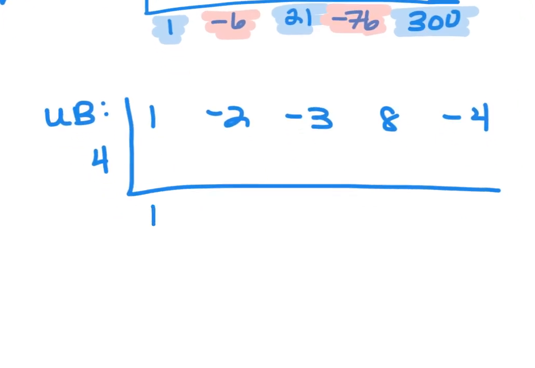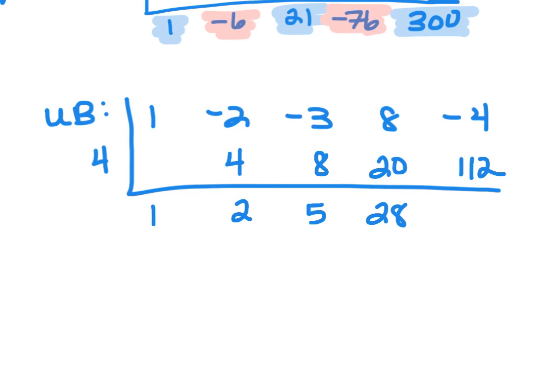Bring down the 1. Times 4 is 4. -2 plus 4 is 2. 2 times 4 is 8. -3 plus 8 is 5. 5 times 4 is 20. 20 plus 8 is 28. 28 times 4. Grab your calculators, ladies and gentlemen. You should get 112. And then -4 plus 112 is 108.